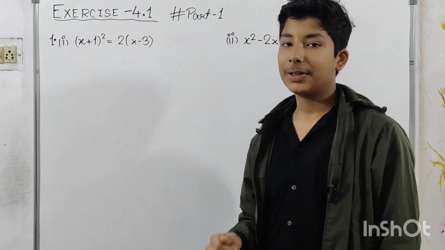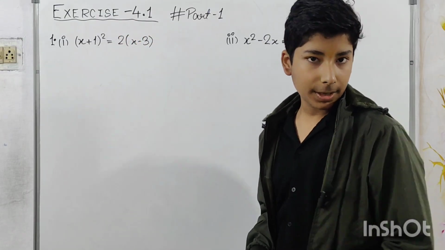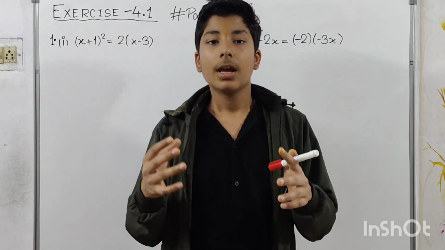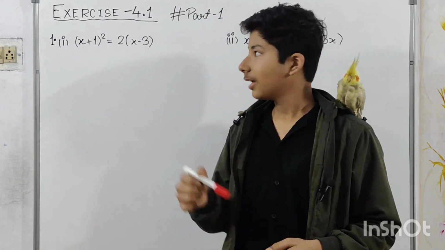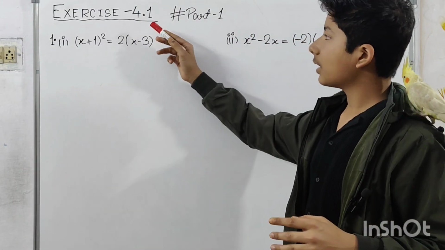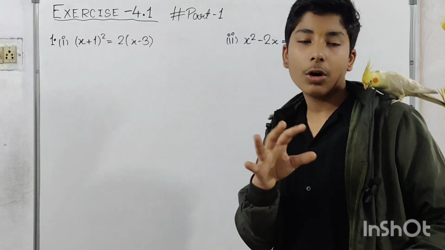And today we will start with a new exercise, which is exercise 4.1 from our maths textbook. So in the previous video, I have explained the introduction, I mean the basics of this chapter, quadratic equations. So now this is part 1 of me doing exercise 4.1, and in this we'll do the first question with all the 8 parts.